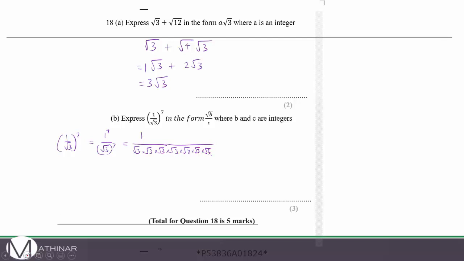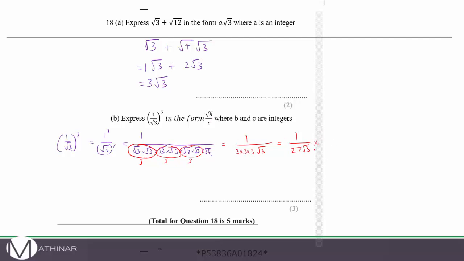Now, we can begin to group some of these together, because root 3 times root 3 is 3. This root 3 times root 3 is 3. This one is also 3. So now we can simplify this as 1 over 3 times 3 times 3 root 3. And 3 times 3 times 3 is 27. So it's 1 over 27 root 3. So that's our answer. Is it in the correct form?